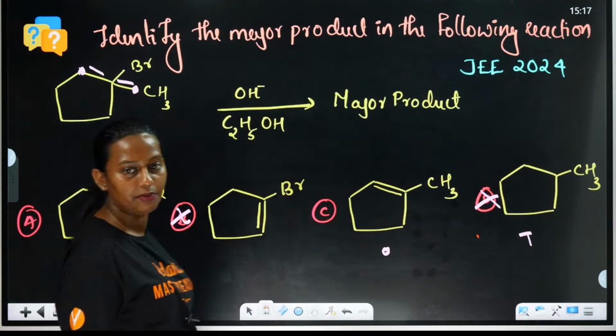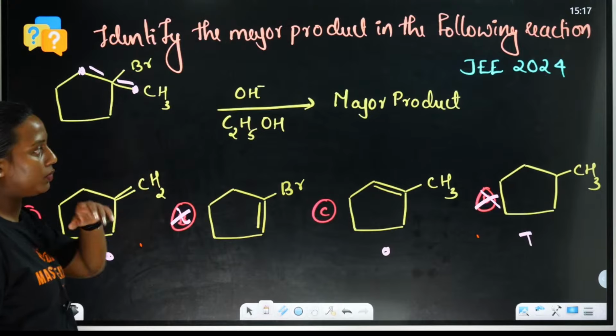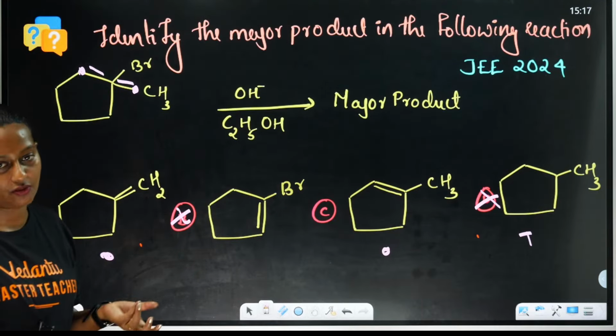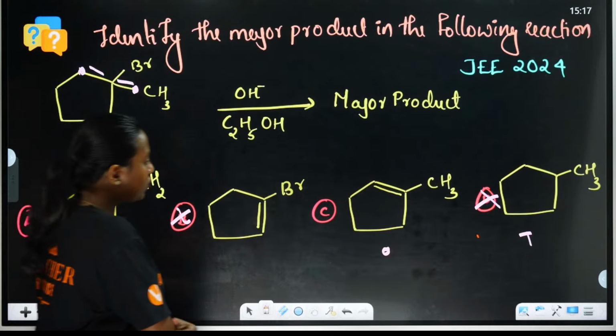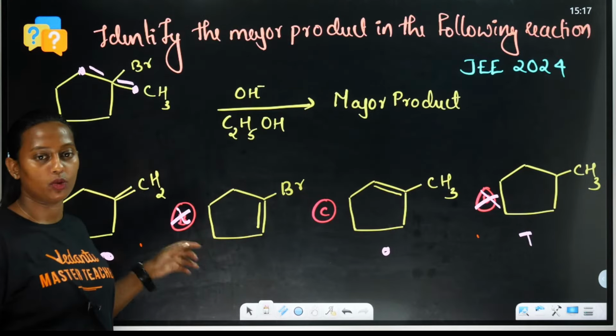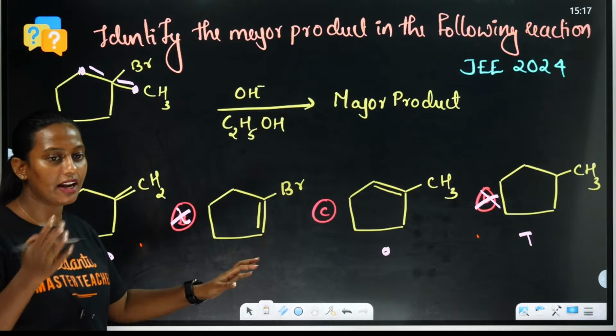டபுள் பாண்ட் இல்லை. So double bond வரணும்ல. We are preparing alkenes. Okay, so we should find the major product. இது ரெண்டு product-உம் இருக்கும். One is minor and another one is major.